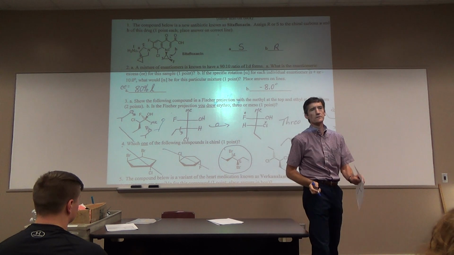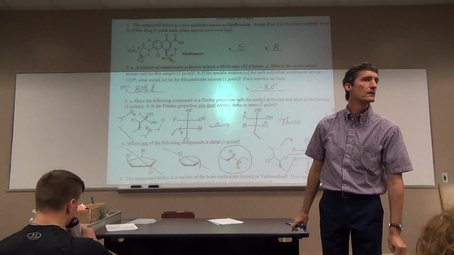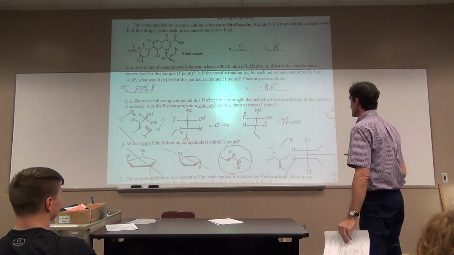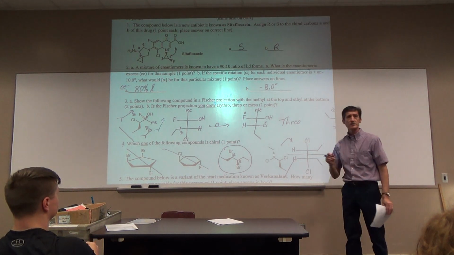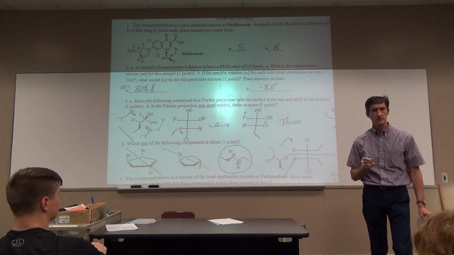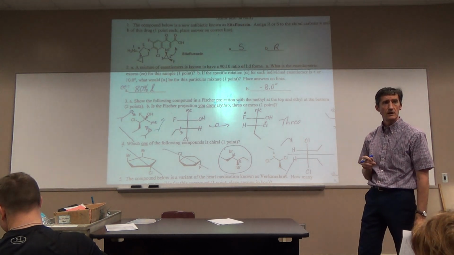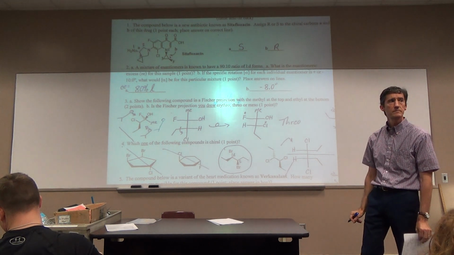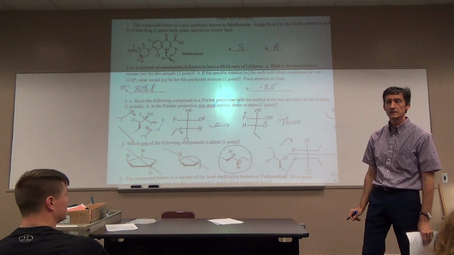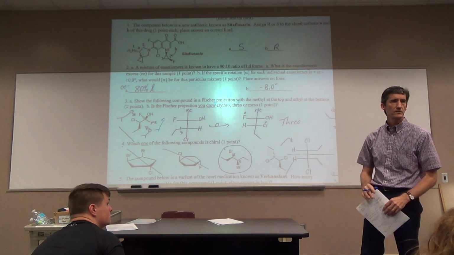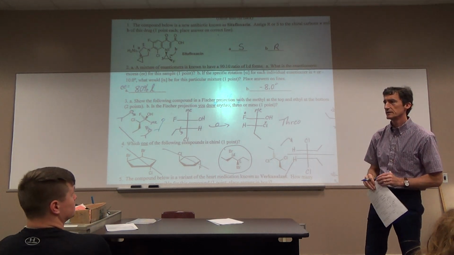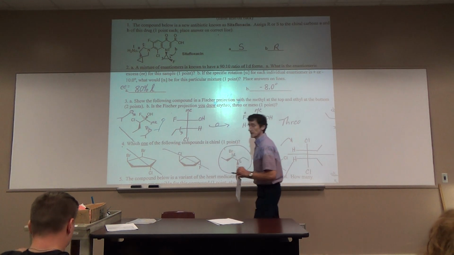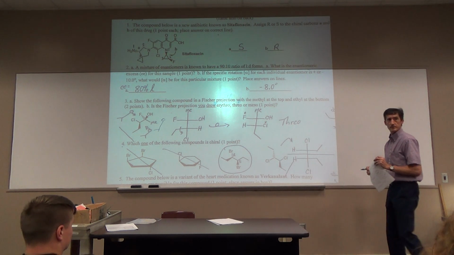Question. In the Fischer projections, how do you determine which group you're going to look at for erythro and threo, like between the F and the OH? It's just like you do EZ nomenclature. It's atomic number. Then you do ties. Okay? EZ nomenclature? I'm not confident that y'all are up on EZ nomenclature. It's the same way as you do EZ nomenclature.